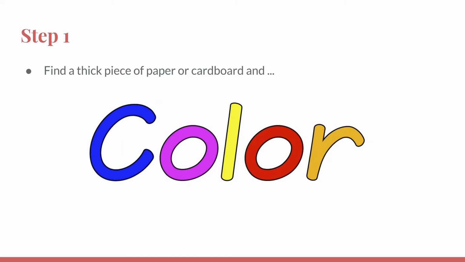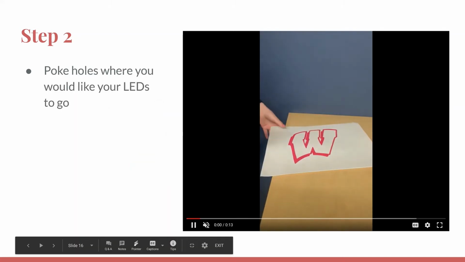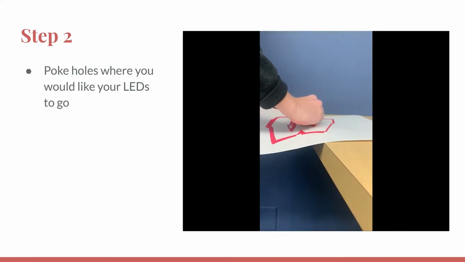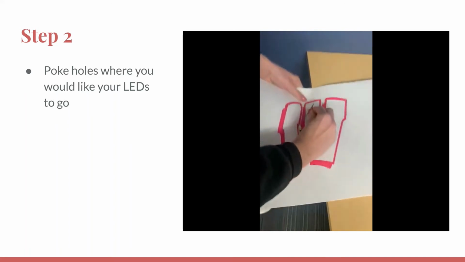So the first step is to find a piece of cardboard or thick piece of paper that is around 8.5 by 11 inches. After you get this paper, feel free to draw whatever you would like on it. For our LED circuit, we drew the Wisconsin W, but you can do any design you like. Next, poke holes where you would like your LEDs to go. Make sure you poke a hole for both the positive and negative legs of the LED.